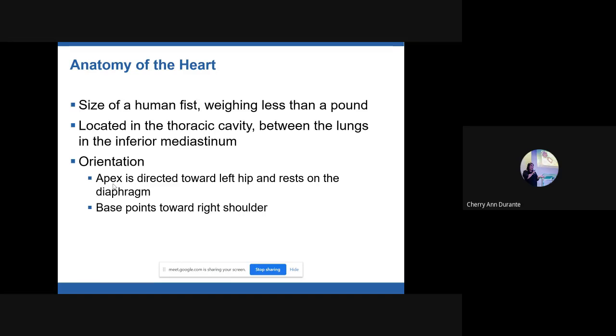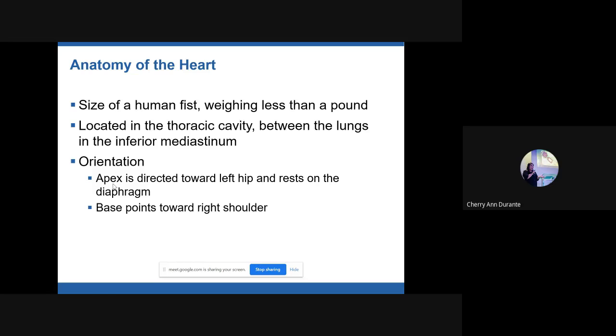of your heart. Now, when you talk about orientation, the apex is directed towards the left hip and rests on the diaphragm. Now, you know that the diaphragm is the major muscle for breathing, no? So kapag yung heart mo also rests on your diaphragm kasi yung lungs mo also rests on your diaphragm. So the base of the heart points towards the right shoulder.